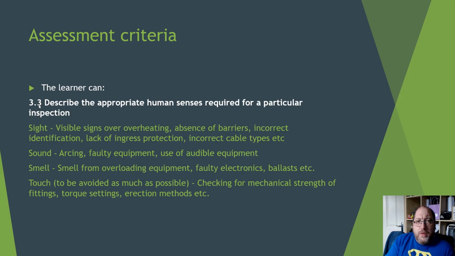3.3. The learner can describe the appropriate human senses required for a particular type of inspection. I covered this briefly on the 2392 video. It's on every single testing course, that's why. You've got to recognise the most suitable type of inspection to identify a suitable thing. So if you're looking at conductor sizing, quite often we may see the conductor size and go straight away, oh yeah, that's fine. So that's primarily going to be the sense that we use.